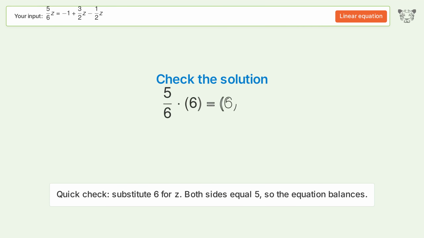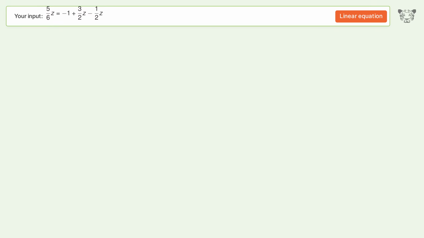Quick check, substitute 6 for z. Both sides equal 5, so the equation balances. So, z equals 6.